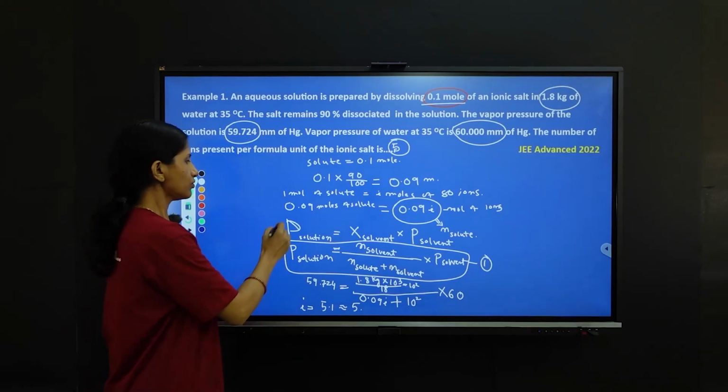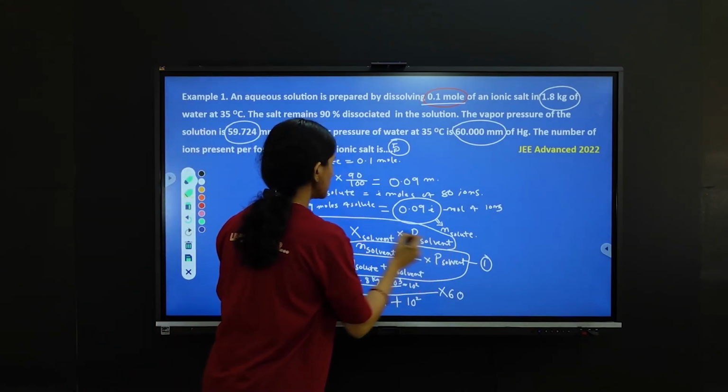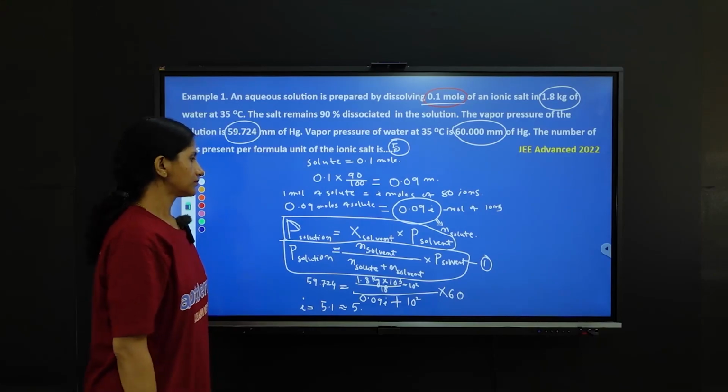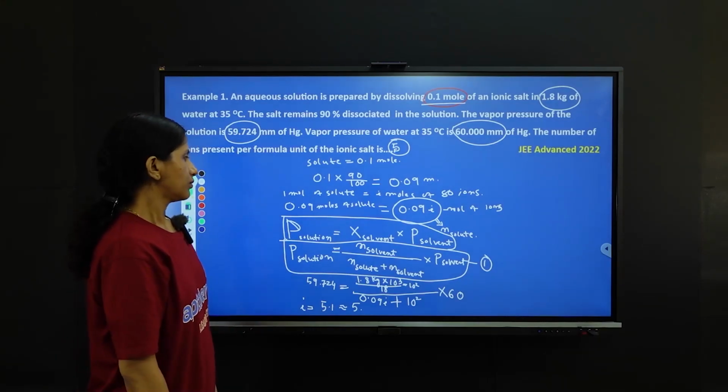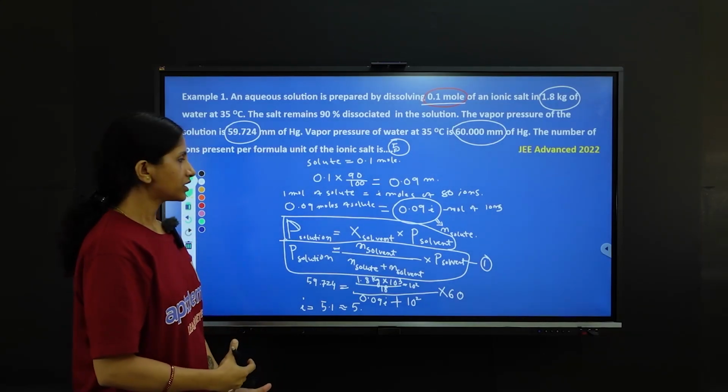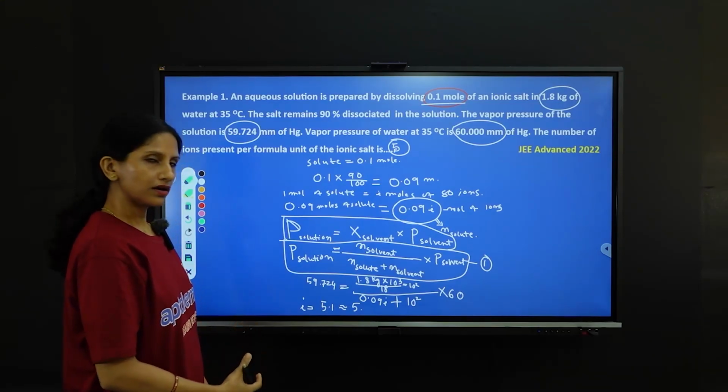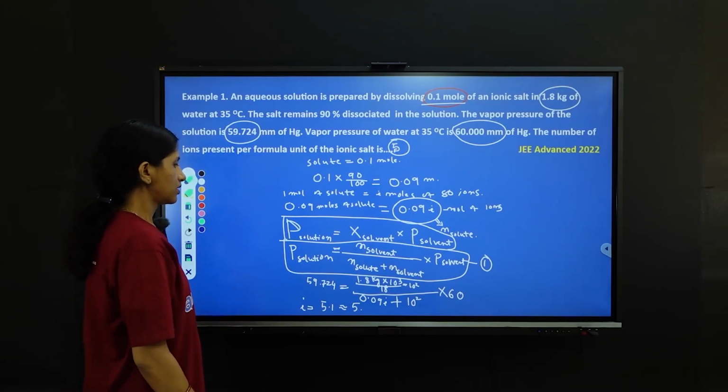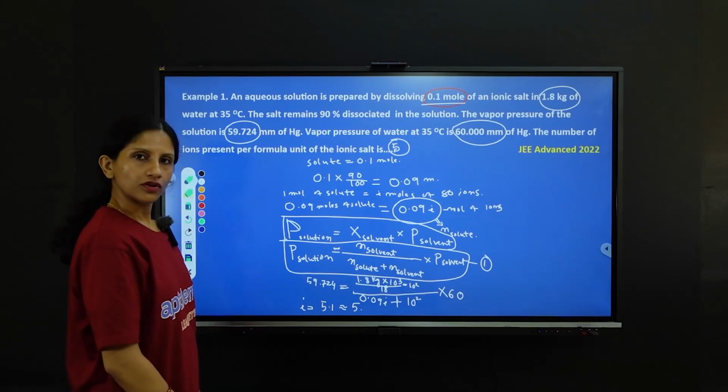Simple. You only need to consider this formula, where the vapor pressure of the solution and mole fraction are connected. So that's the way you should solve this kind of problem.